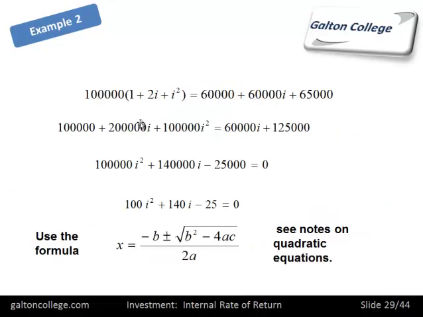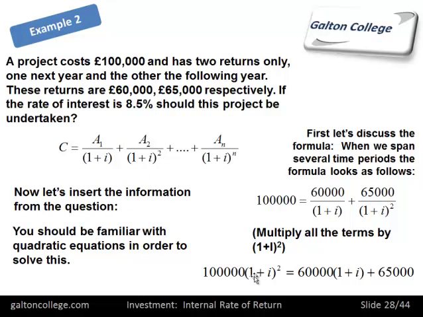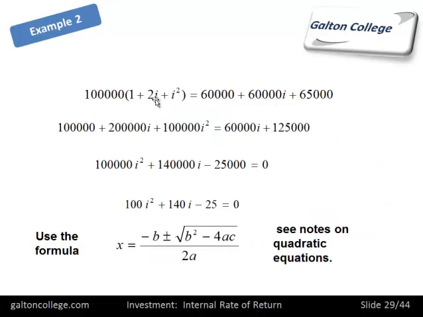We started with this one here, just note this one, and now we go to here. So we just expand the first term. 1 plus I squared is equal to 1 plus 2I plus I squared. Get rid of the bracket and we get that. Multiply everything inside the bracket by 100,000 and you get this, which is equal to, just tidying this lot up here, 60 plus 65,000 is 125,000 plus this one.